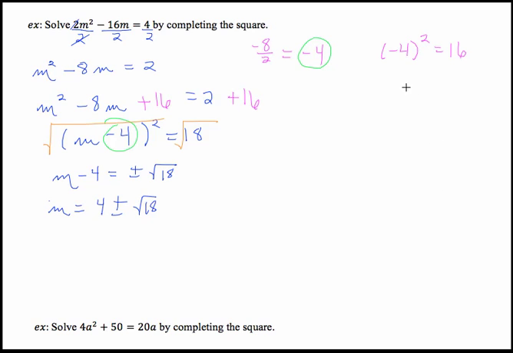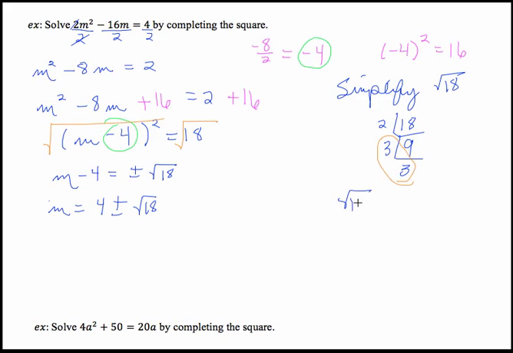Okay, we need to simplify the square root of 18, or at least attempt to simplify it. I usually start with 18 and divide by small prime numbers, such as 2, 3, 5, 7, 11, and so on. So 18 divided by 2 is 9. 9 divided by 3 is 3. Now if there's 2 of any number, we can pull that out front. So the square root of 18 is equal to 3 times the square root of 2, because this 3 came out front, and this 2 stays under the radical. So we have m equals 4 plus or minus 3 radical 2.